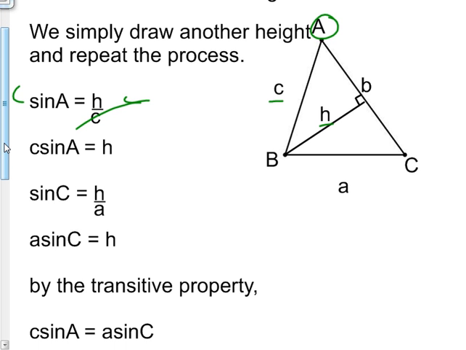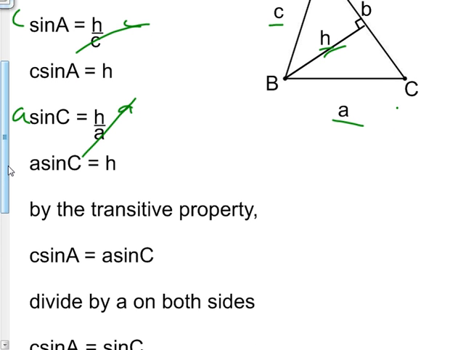And then we're going to work with angle C. So sine of C is opposite over hypotenuse. So I have h over a. Then I multiply both sides by a. The a cancels out there, so it'll be a sine C is equal to h. Again, by the transitive property, I can say that because they're both equal to h, they're also both equal to each other. So c sine A is equal to a sine C.